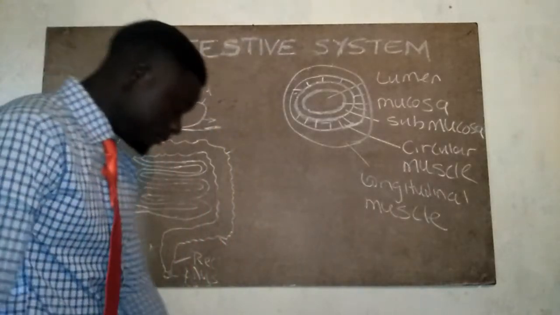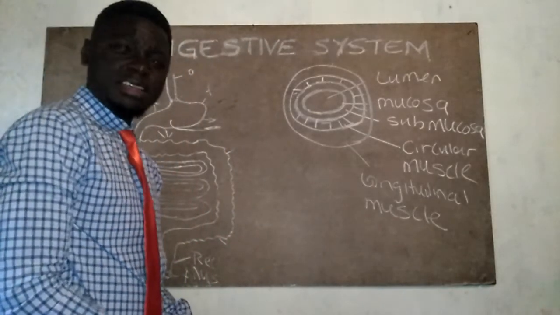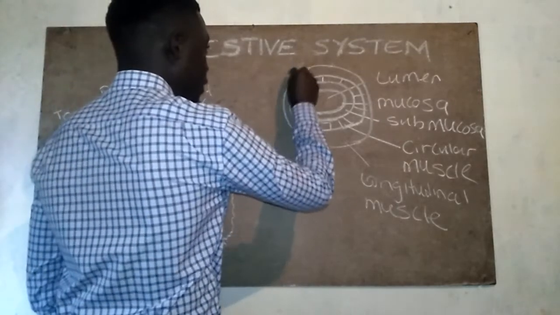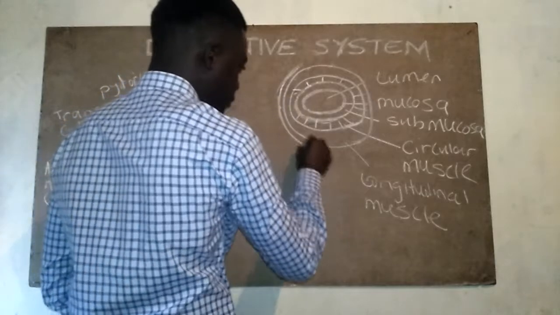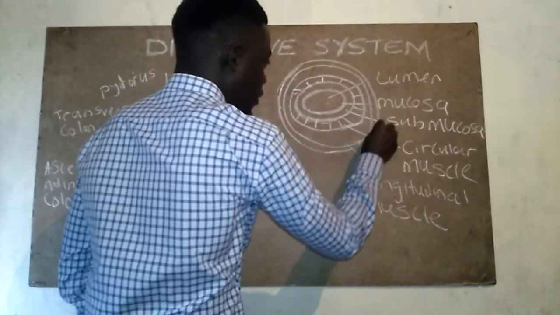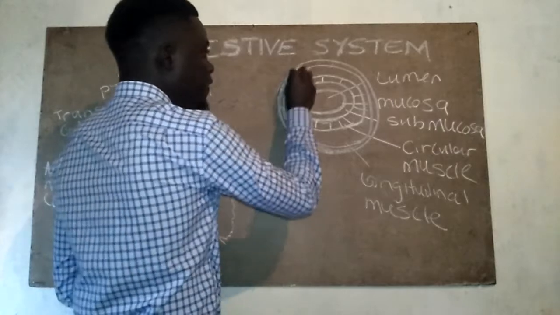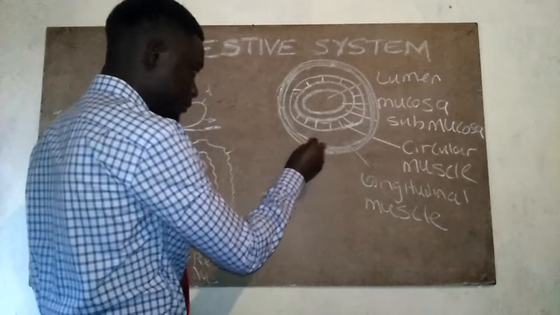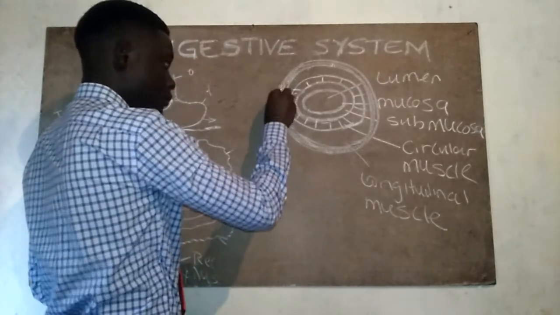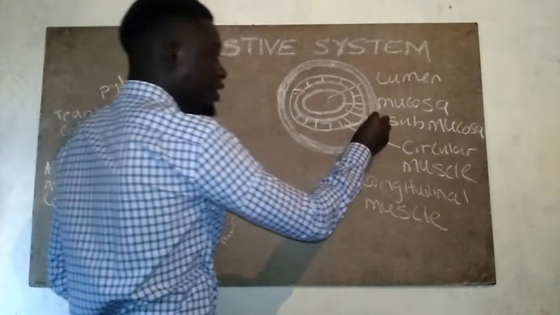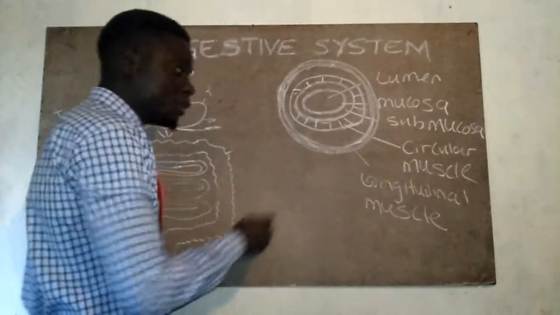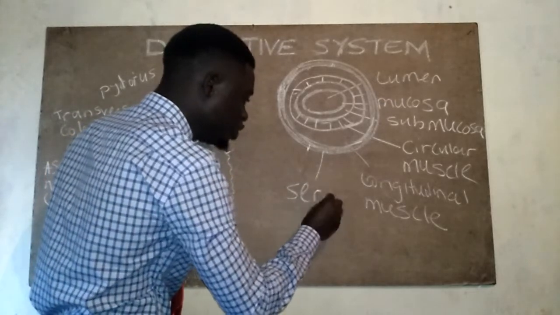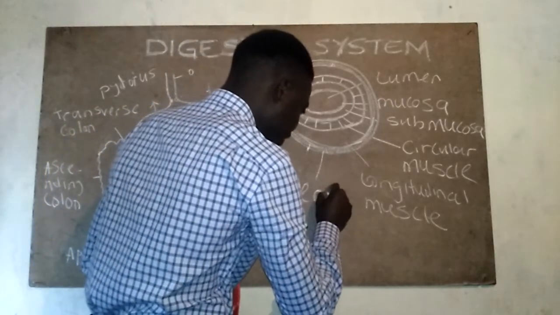Now, immediately after this, we also have the last layer, which is the serosa. So here we have the serosa. And this is important clinically, because the serosa secretes serous fluid. And this is important because it's the one which is going to lubricate.